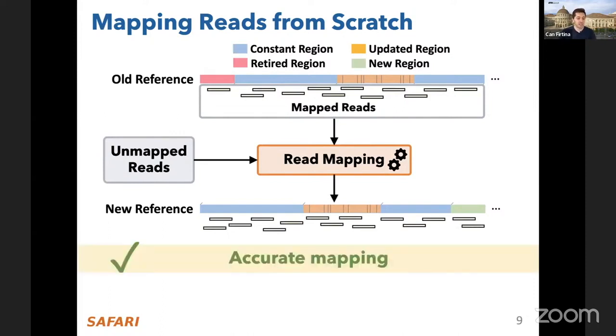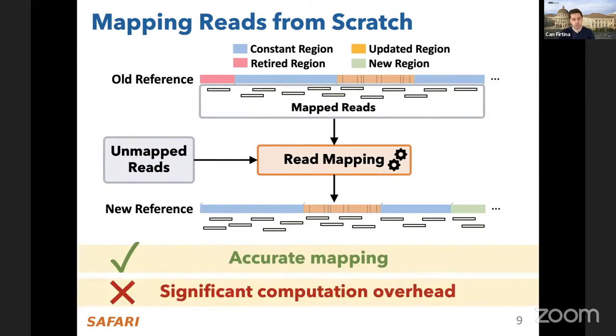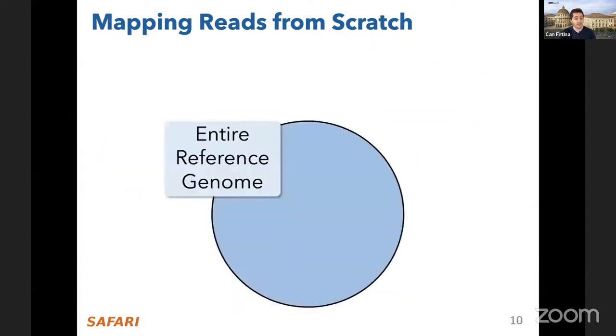So this is essentially a very accurate mapping, because what we're basically doing is mapping the entire set of reads from scratch to the new reference genome. However, this causes a significant computation overhead, and this is why.